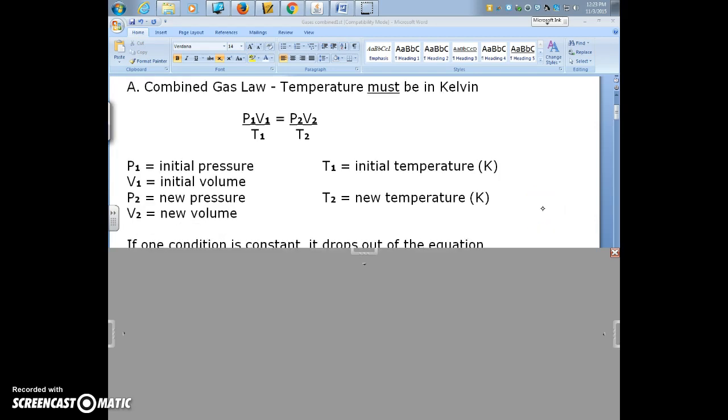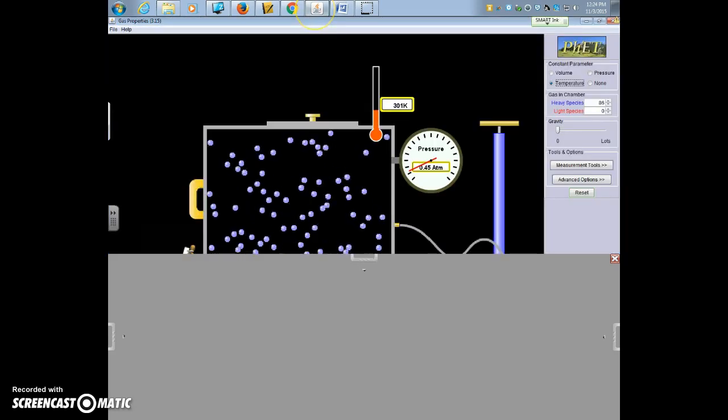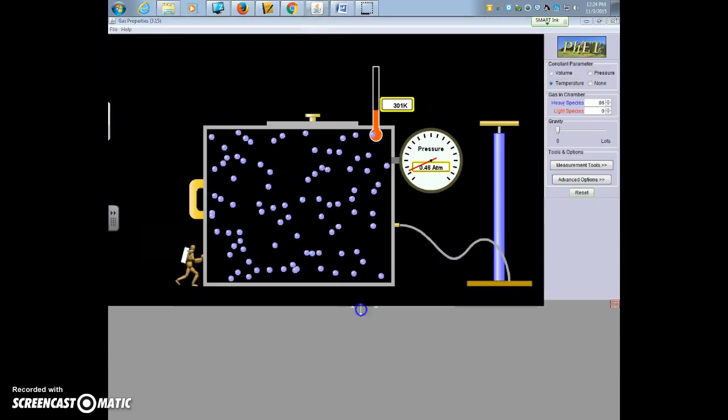Now, a lot of times, and this is what the first day's homework is about, if one condition is constant, it drops out of this combined gas law equation. So here we talk about the other gas laws. If one condition is constant, it drops out of the equation. So if I have just Boyle's law, and this is just pressure and volume, here is a little explanation, kind of a simulation of that.